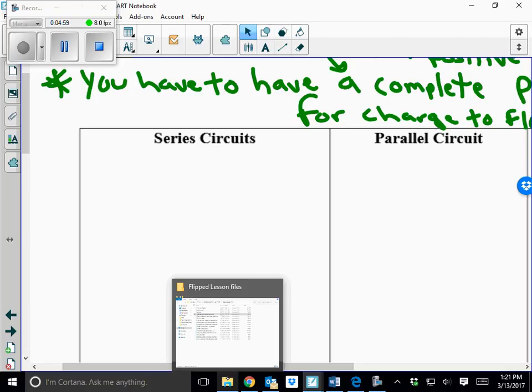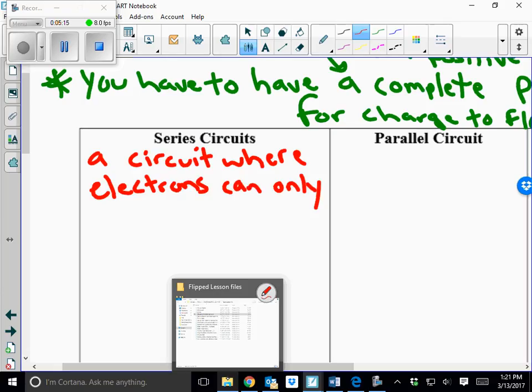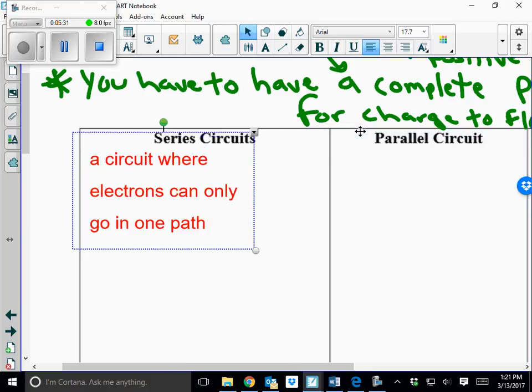So a series circuit is a circuit where electrons can only go in one path. And there's different ways to say it, but it's basically a circuit where electrons can only take one route, one path, right?